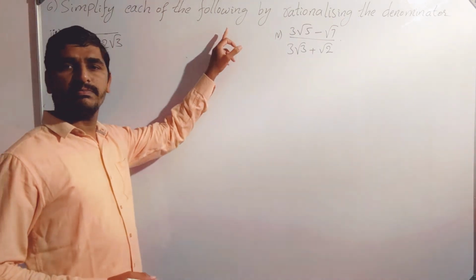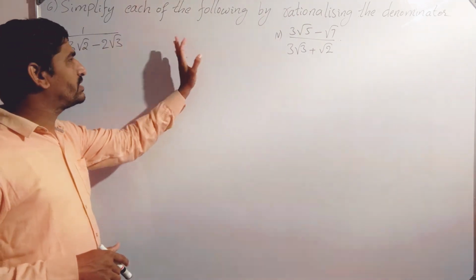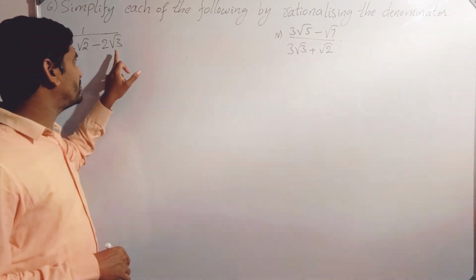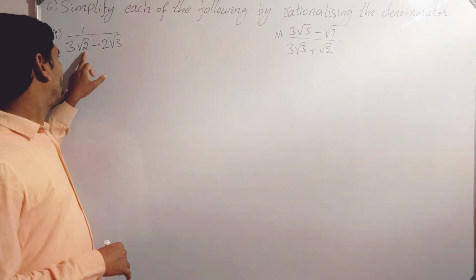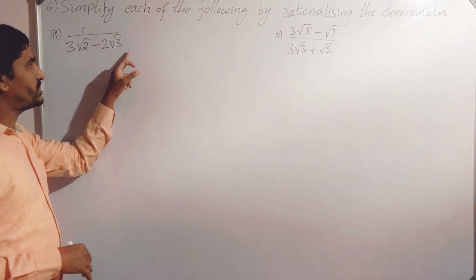Simplify each of the following by rationalizing the denominator. Here there are two problems, the third and fourth problems. Denominators are irrational numbers, whether they are roots, surds, or radicals. Rational number, irrational number.